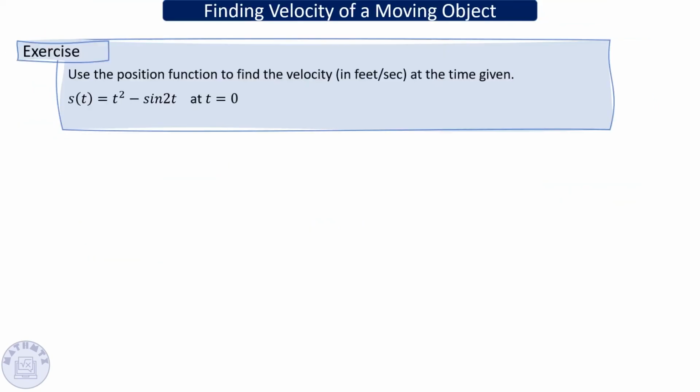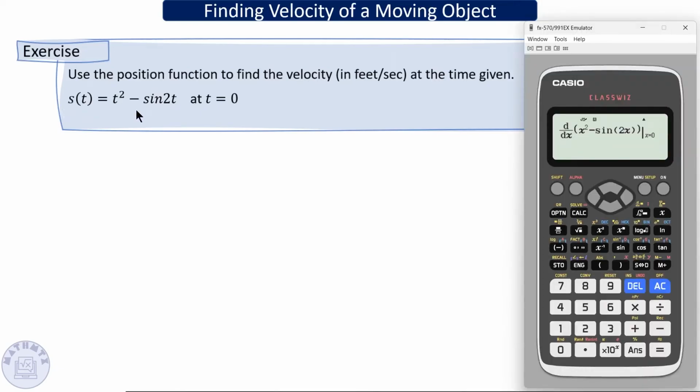One last question. So in here, use the position function to find the velocity in feet per second at the given time. So in here we have the position function, and the velocity will be the derivative at t equals 0. And we can just write this in our calculator. So shift integral into the function as the derivative at x equals 0, and this will be negative 2.